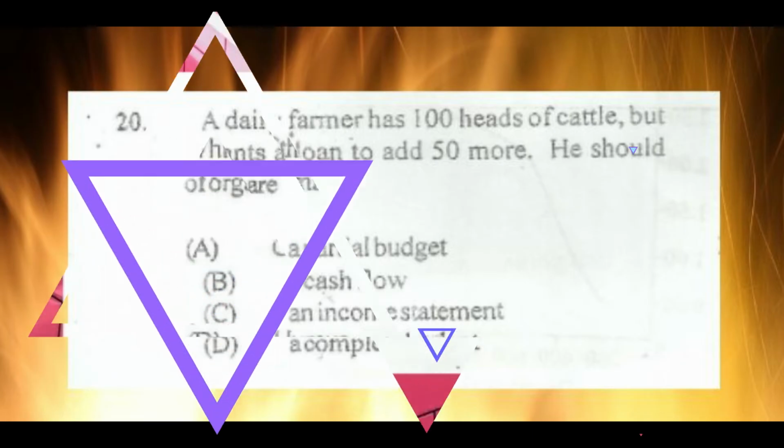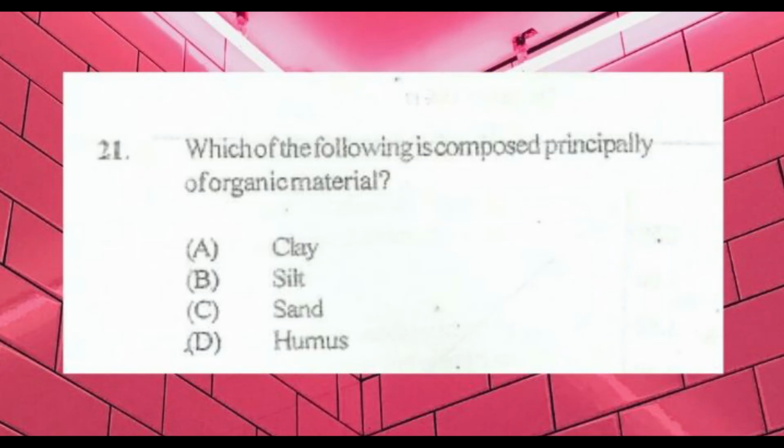Number 21. Which of the following is composed principally of organic material? A. clay. B. silt. C. sand. D. humus. The answer is humus. Organic material is basically derived from plants and animals. Humus is the final decomposition of plants and animals.